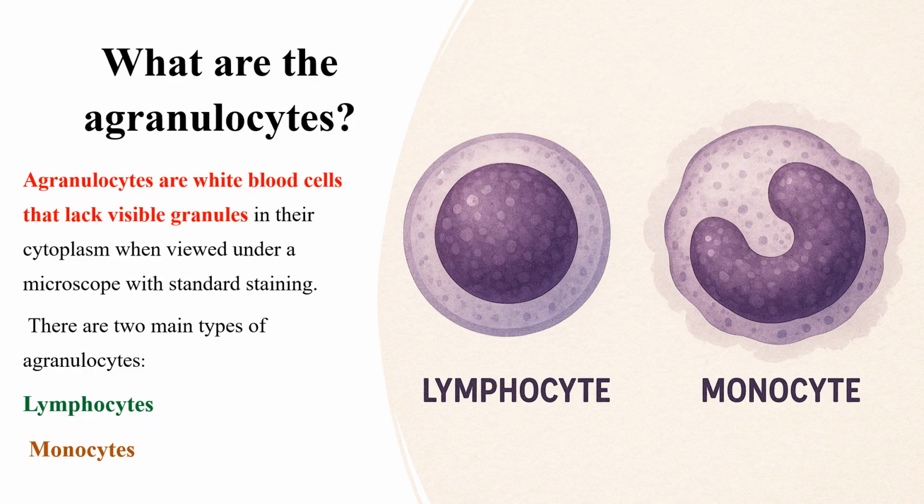There are two main types of agranulocytes that we need to know about. They are lymphocytes and monocytes. Let's explore each of these in detail.